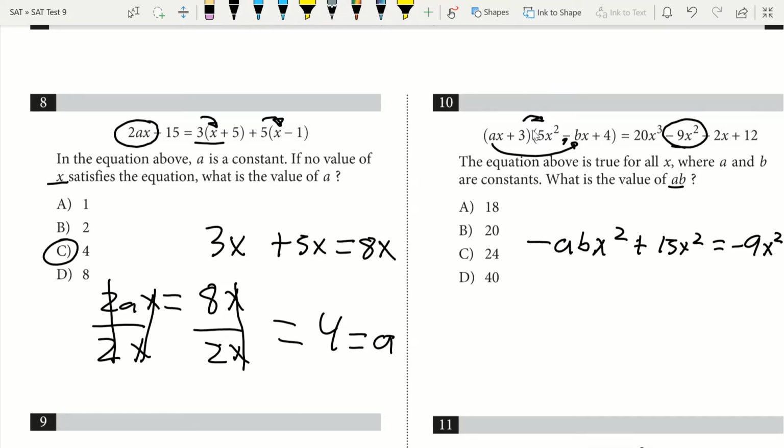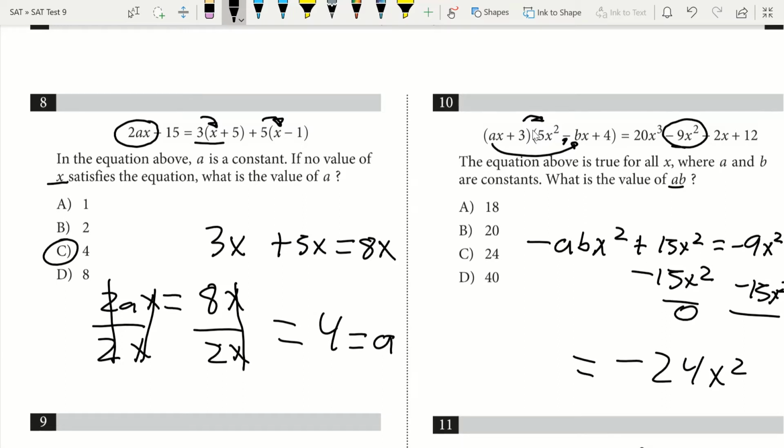So now I can go ahead and subtract 15x squared from each side. Negative 9x squared minus 15x squared will give me negative 24x squared. That's going to equal my negative abx squared. My x squareds are going to cancel, so now I have negative ab equals negative 24. My negative signs will then cancel, and I'm left with ab is equal to 24. So my answer is going to be C.